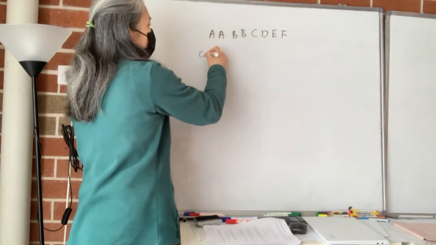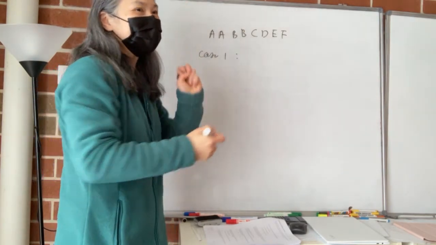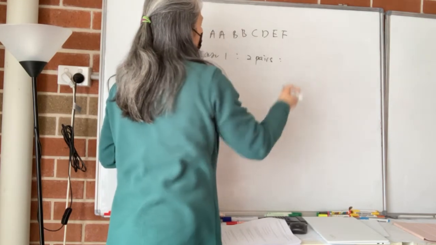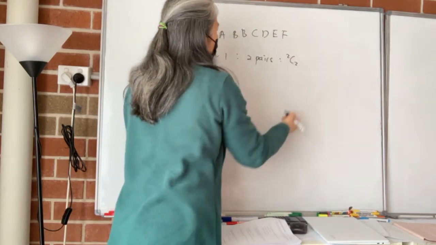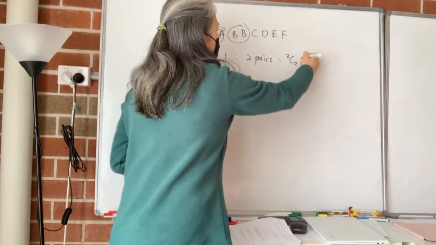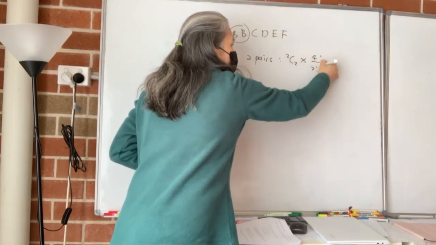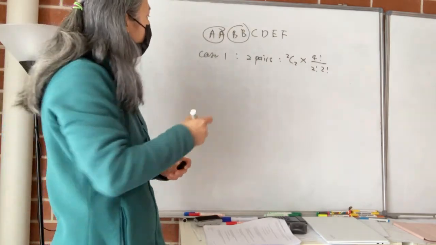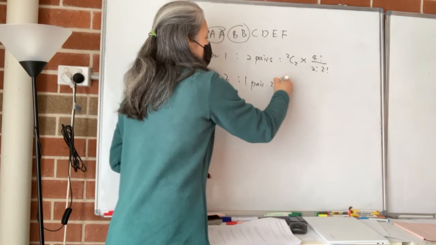Okay, case 1. The 2 pair, right? So that will be 2C2, because you only have 2 pairs. Both pairs you make, and then you arrange it. So it will be 4 factorial. That's 2 pair.